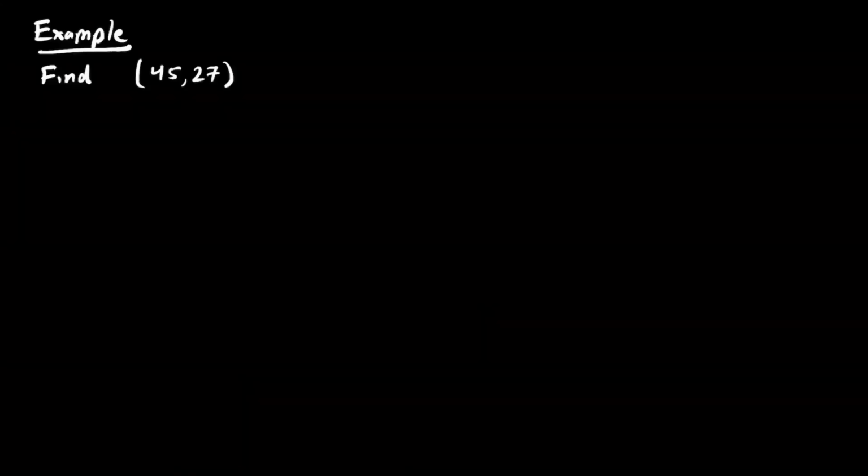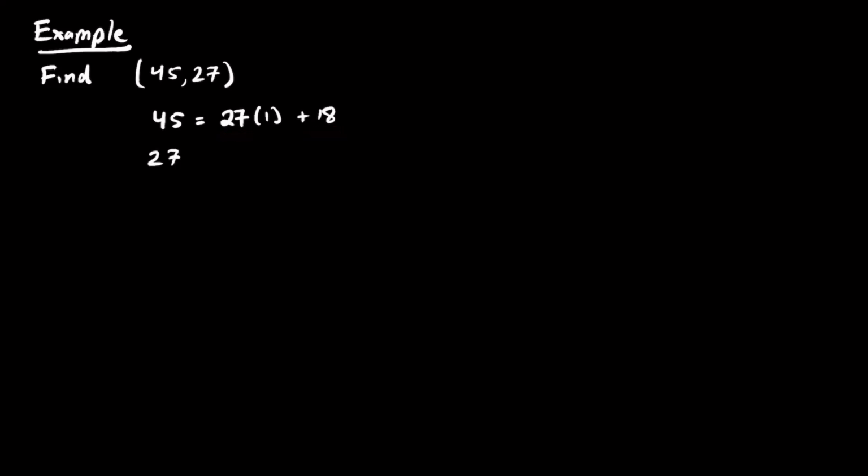In our first application of the Euclidean algorithm, we'll find the GCD of 45 and 27. We're going to repeatedly apply the division algorithm. So 45 is 27 times 1 plus 18. Then I look at this 27 and this 18 and apply the division algorithm to those.